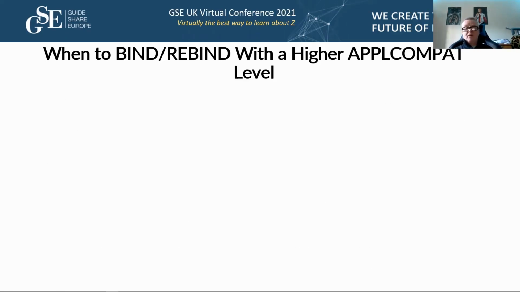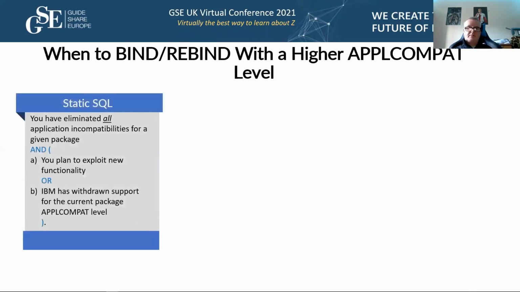So yeah. When would you rebind with a higher APPLCOMPAT value? Well, once you've eliminated all of the incompatibilities for a given package. Obviously, if you've eliminated all of them anyway, and you don't want to exploit any new functionality and the support's still there, why would you bother, to be honest? Because you never know, you don't really want to rebind unless you've absolutely got to.